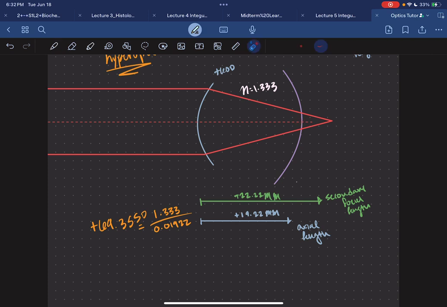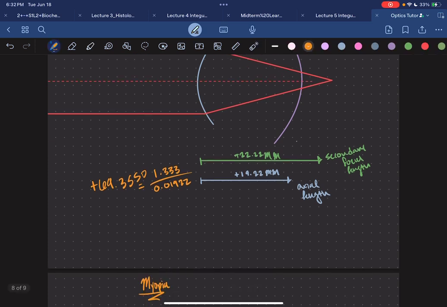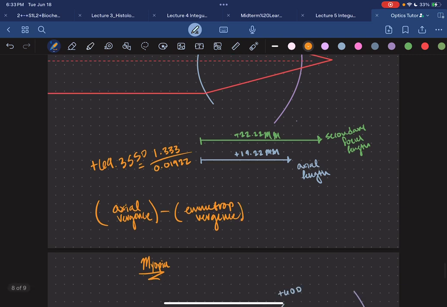So I'm going to find the difference between those two, and I'm going to write this out below. This has helped me. I'm going to minus the axial length vergence, axial vergence, yada yada, that I found. This isn't textbook, but this is how I remember it. I'm going to minus that by the emmetrope vergence, which is plus 60.